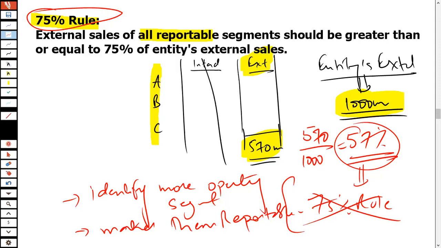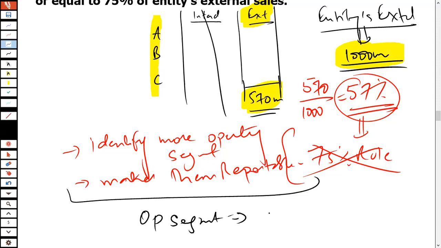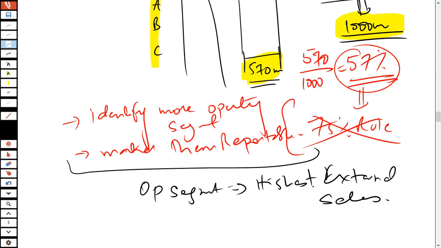So now, there's a question that is being asked. How to decide which operating segment is going to be made reportable? So obviously, what are we trying to establish? We are trying to make sure that this 75% criteria is met. So whichever operating segment has got highest external sales, you're going to make them reportable.